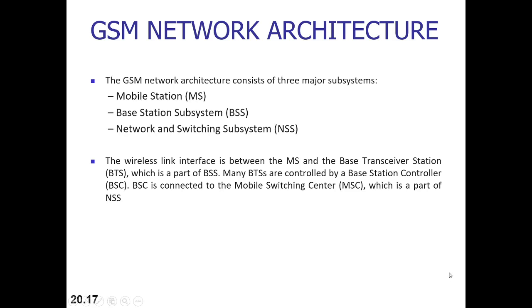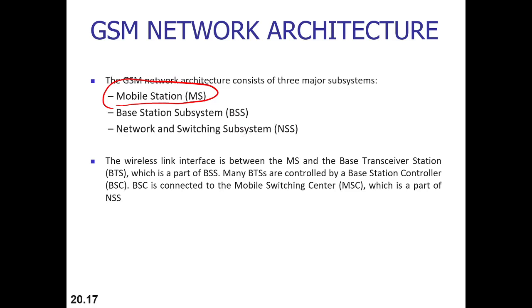We will try to understand the components, or the subsystems, in the GSM network architecture. Primarily, if you look at the GSM network architecture, there are three major subsystems. One is your mobile station, which we will refer to in short as MS. That's your first subsystem. The second subsystem is your base station subsystem, which is called BSS. And the third subsystem is called the network and switching subsystem, NSS. So these are the three major subsystems that we're going to have.